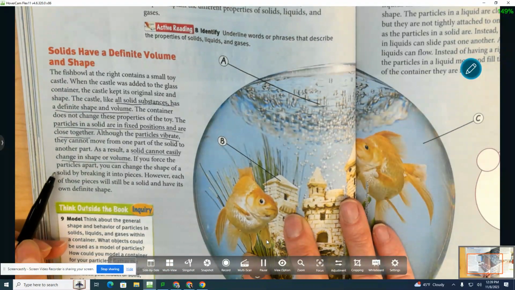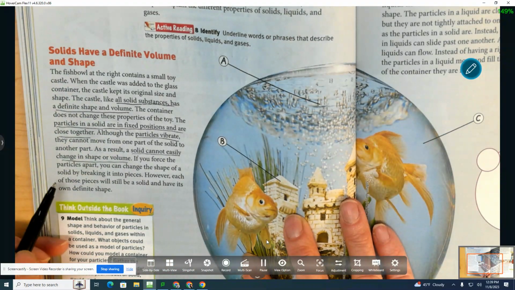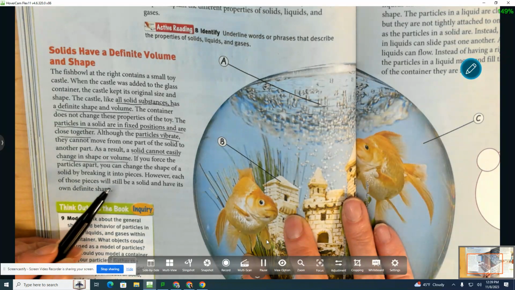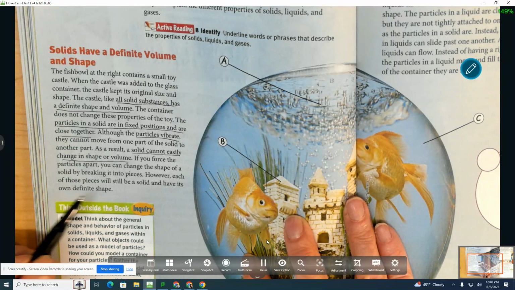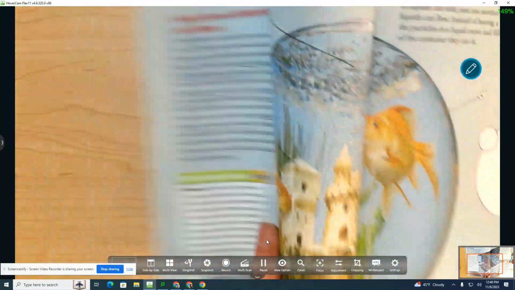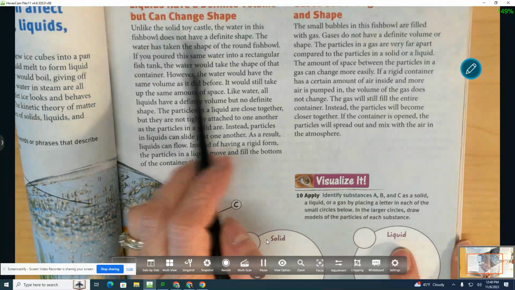If you force the particles apart, you can change the shape of a solid by breaking it into pieces. However, each of those pieces will still be a solid and have its own definite shape. We are going to skip number 9. So we're going to go on to liquids and then gases.